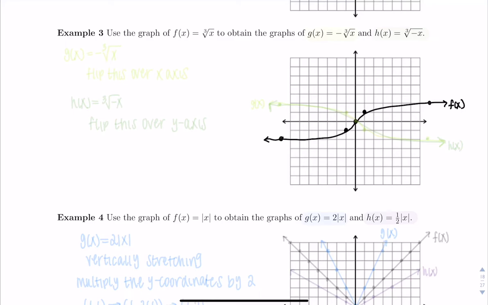Now let's look at g of x and h of x. So g of x is the negative cube root of x.